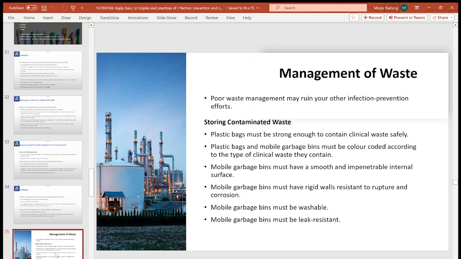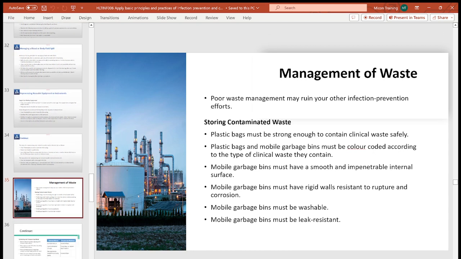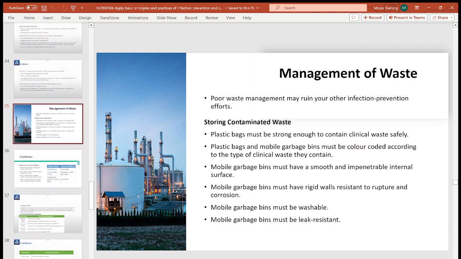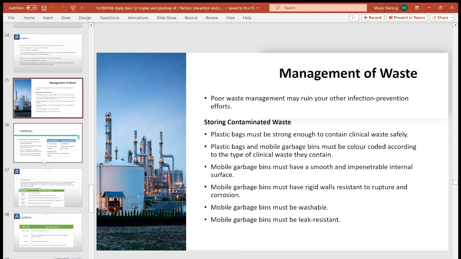All this is very, very important so that any waste in any of these bags does not get into the environment and contaminate our environment.